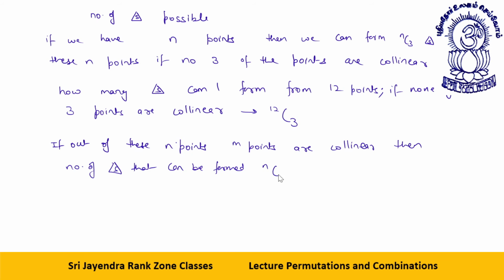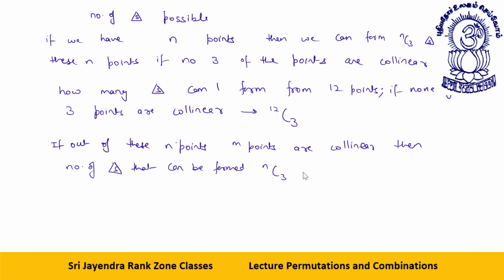See, I repeat again, n points can form nC3 triangles. Why? You have to just select 3 points. The moment you select 3 points, you join them, you get a triangle. So whenever you need to make a triangle, you will join just 3 points out of n points. Picking 3 points out of n points will give you a triangle. Got it, dear students? So the number of triangles that can be formed is nC3.